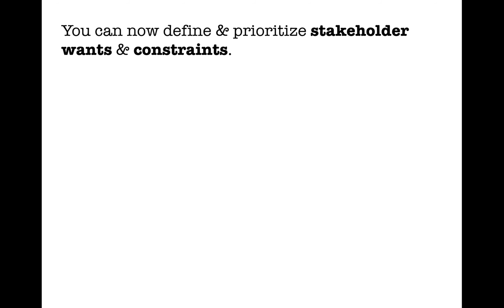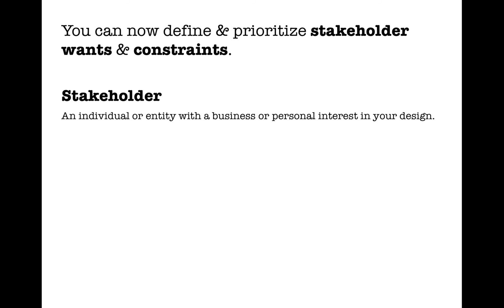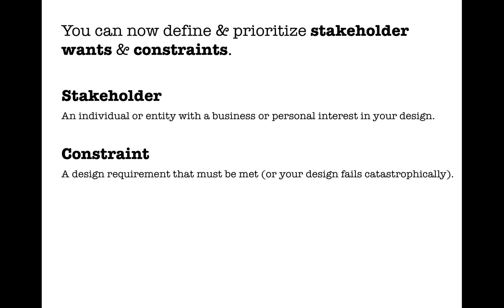What we come up to next is defining and prioritizing wants and constraints. Just so we're all on the same page with each of these words, wants we tend to associate with a stakeholder. A stakeholder is an individual or entity with business or personal interest in your design. A constraint is a design requirement that must be met, or your design is essentially a failure. The design fails catastrophically. There's no room for interpretation on a constraint. You either meet it or you don't, and you have to meet it with your project.